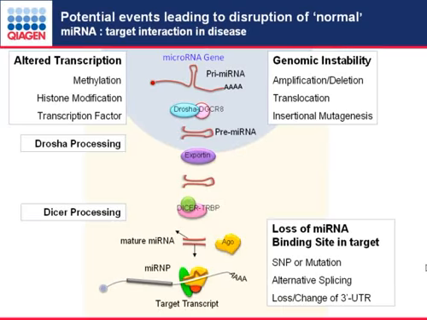Well, some of these were discussed already, such as the potential effect of a SNP or variability in processing. Of course, changes in the regulation of a microRNA, either through methylation of the promoter or changes in the expression of a transcription factor that regulates the gene, can have an effect on microRNA levels. Also, genomic instability, either through amplification or deletion, translocation, or insertional mutagenesis, would drastically change the expression levels of a microRNA. Further, changes to Drosha and Dicer processing can disrupt normal microRNA function.